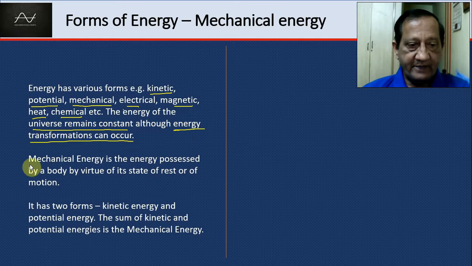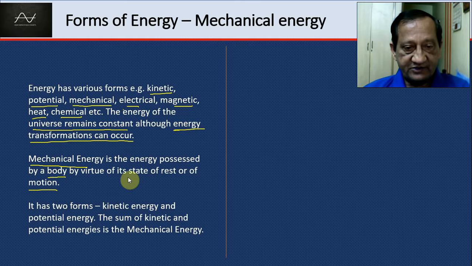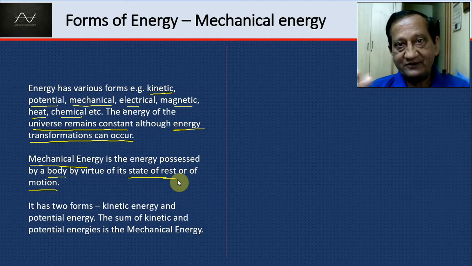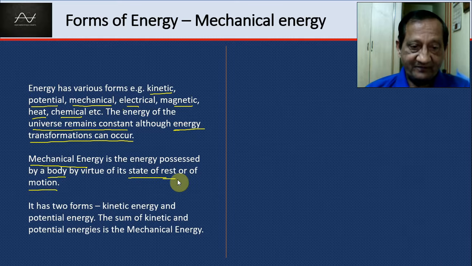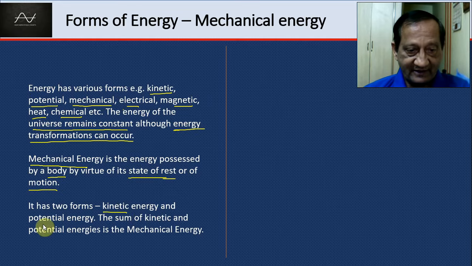Now, mechanical energy is the energy possessed by a body by virtue of two things, motion and its state. Now, this state is very interesting. What do you mean by state? In the case of mechanical energy, it relates to the position of the body. It is the height above the surface of Earth. Where it is will decide its energy. And that is one part of mechanical energy. That part is potential. So mechanical energy has two forms, kinetic and potential.